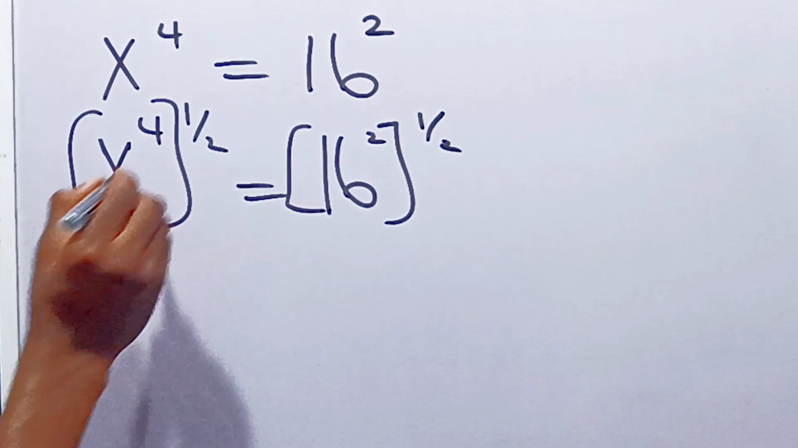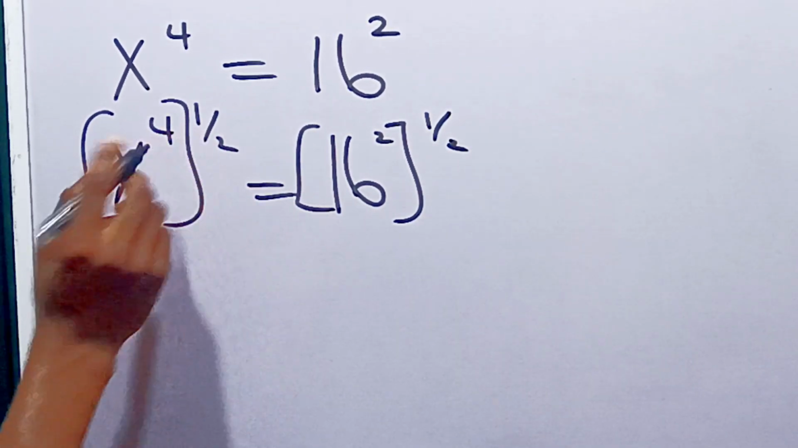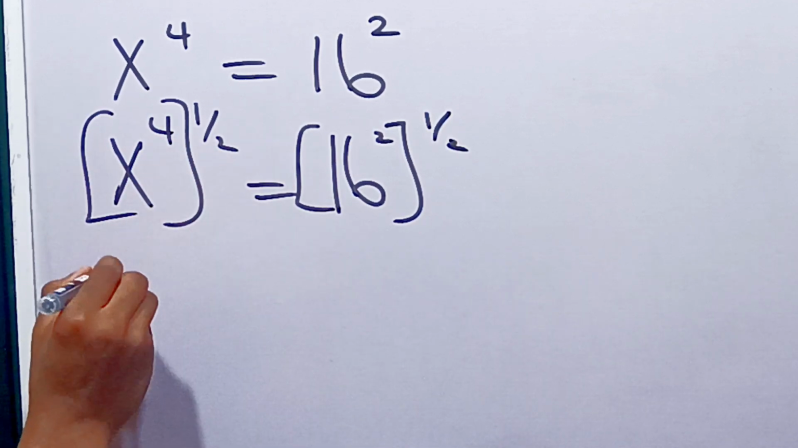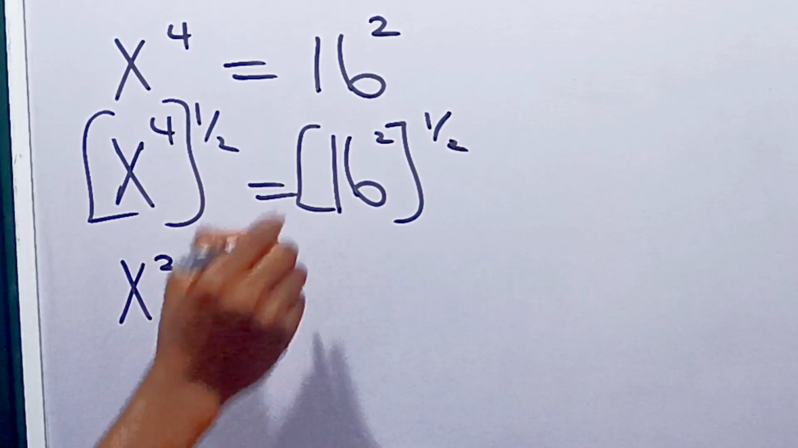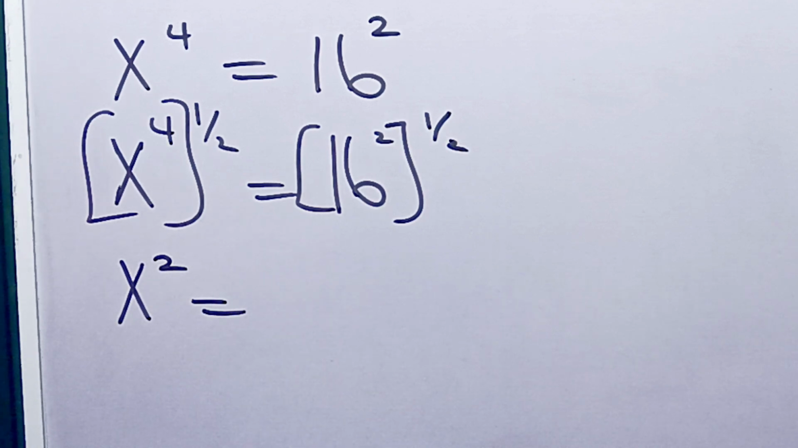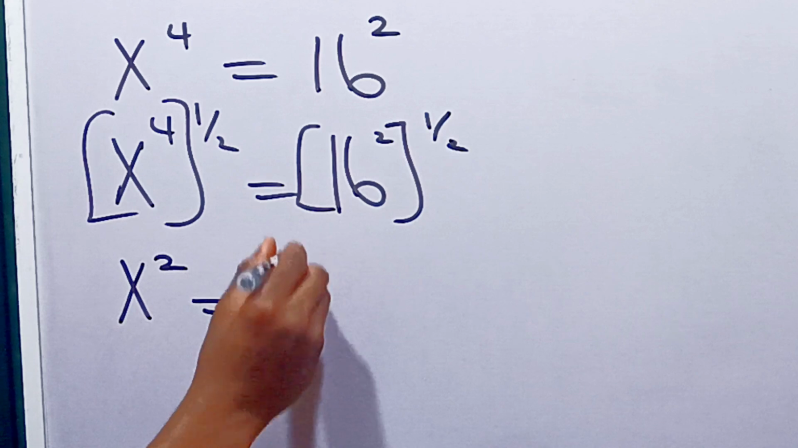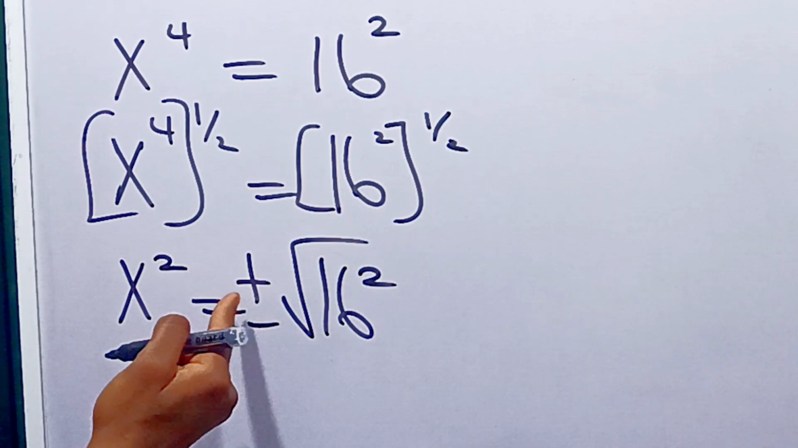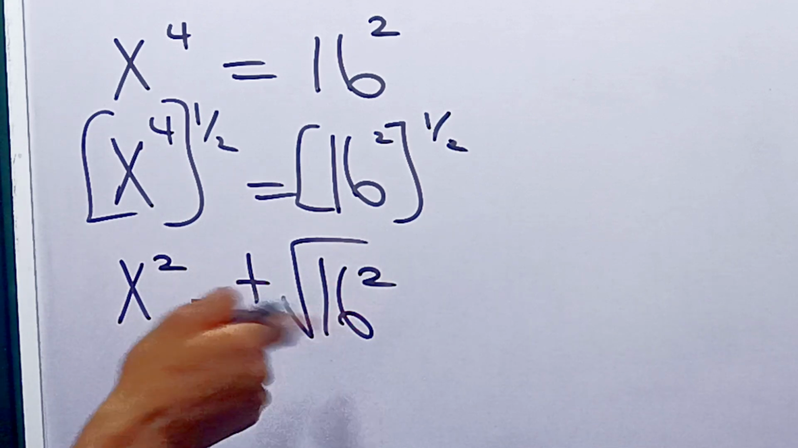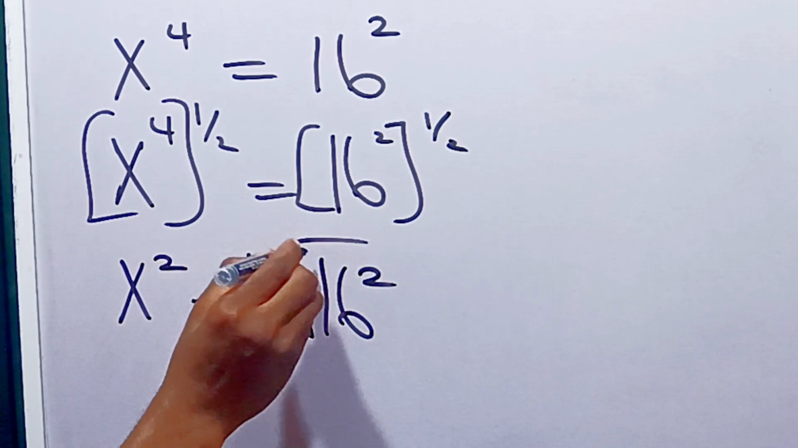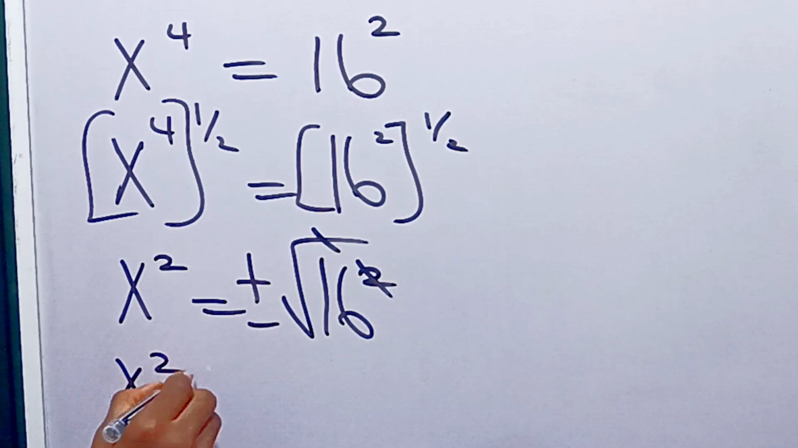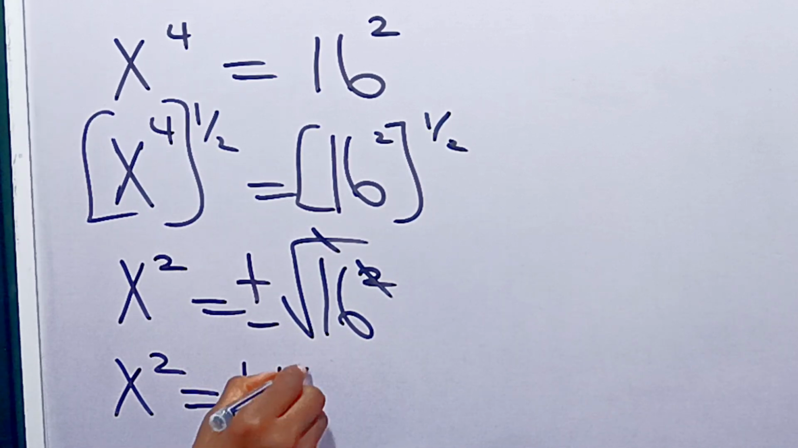Moving on from here, when you have a number raised to two powers, you can multiply the powers. So this is 4 times half, which is 2. So we have x raised to the power 2 to be equal to, on the other side, when you raise a number to the power of half, it means the square root of that number. So we have the square root of 16 squared to be equal to plus or minus, because the square root of a number is plus or minus whatever you have here. So the square root of 16 squared is the same thing as plus or minus 16. So we have x squared to be equal to plus or minus 16.